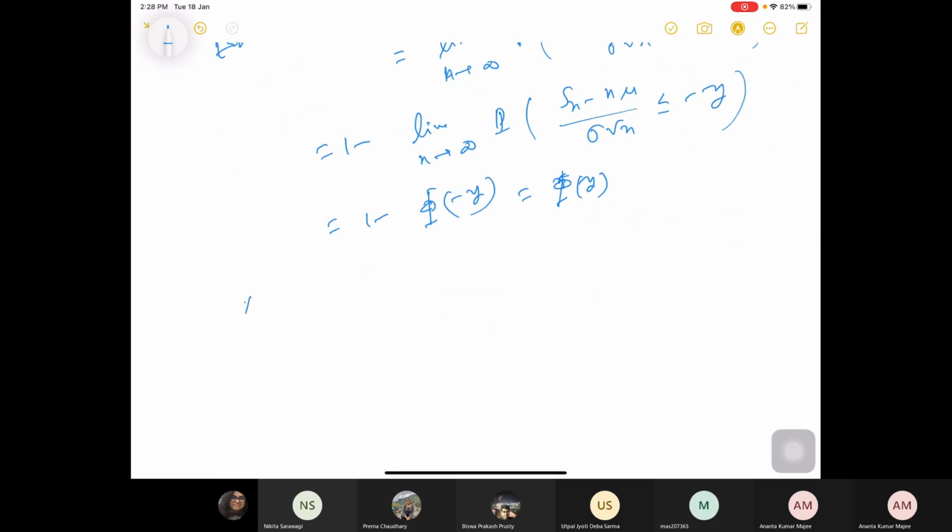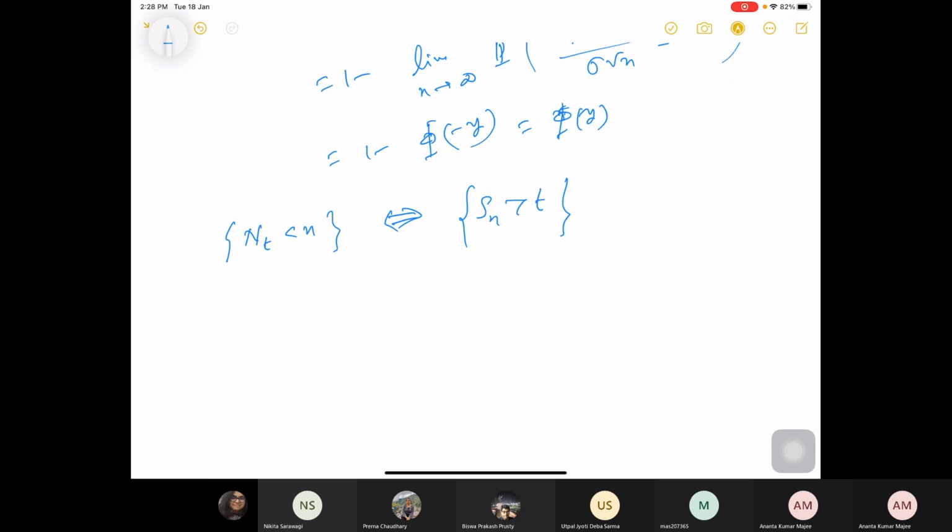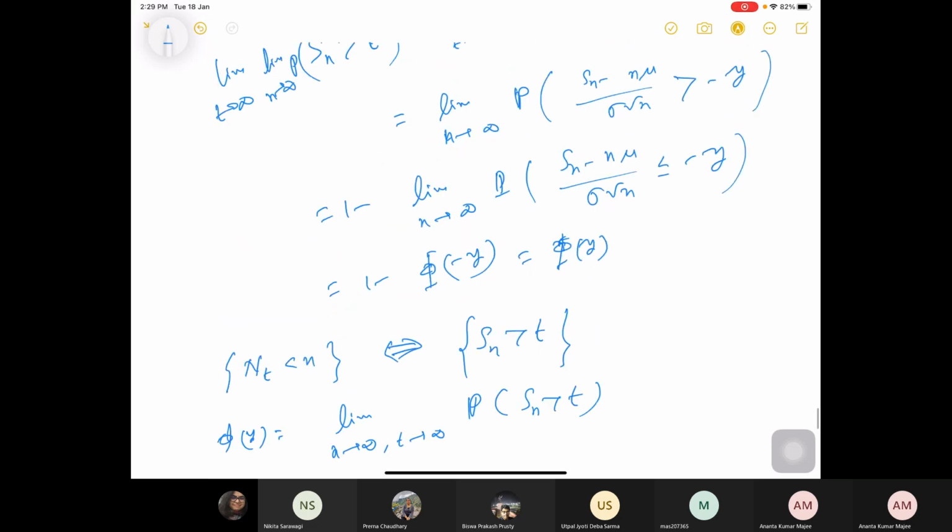Okay, so already we have proved that N(t) is strictly less than n if and only if S_n is strictly greater than t. Is it not? Basically we proved that N(t) is greater than or equal to n is S_n less than or equal to t. So that means if you look at the complement set, because we start with S_n greater than t. If I have this part, then I can have phi of y, which is the limit as n goes to infinity, t goes to infinity, of the probability that S_n is greater than t. That is what I have shown here.